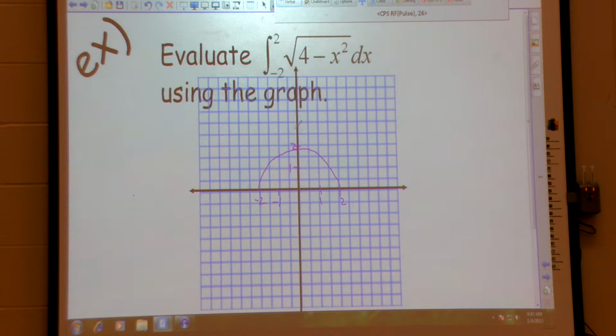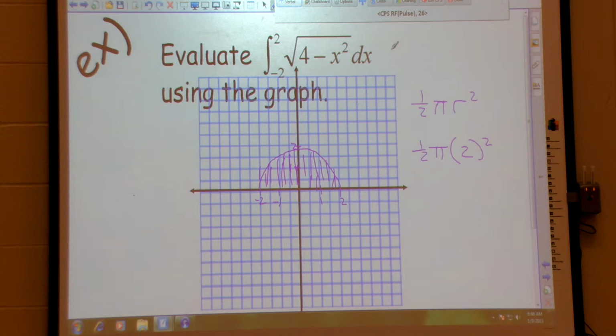Now, I want to find this area, correct? The area under the curve? Yes. How do I find that area? 1/2 pi r squared. Oh, yes. It's half a circle, correct? We are using geometry to find these integrals for right now. Okay, that will change later, but that's just 1/2 pi, and what's my radius? 2. So what will I get here? 2 pi.